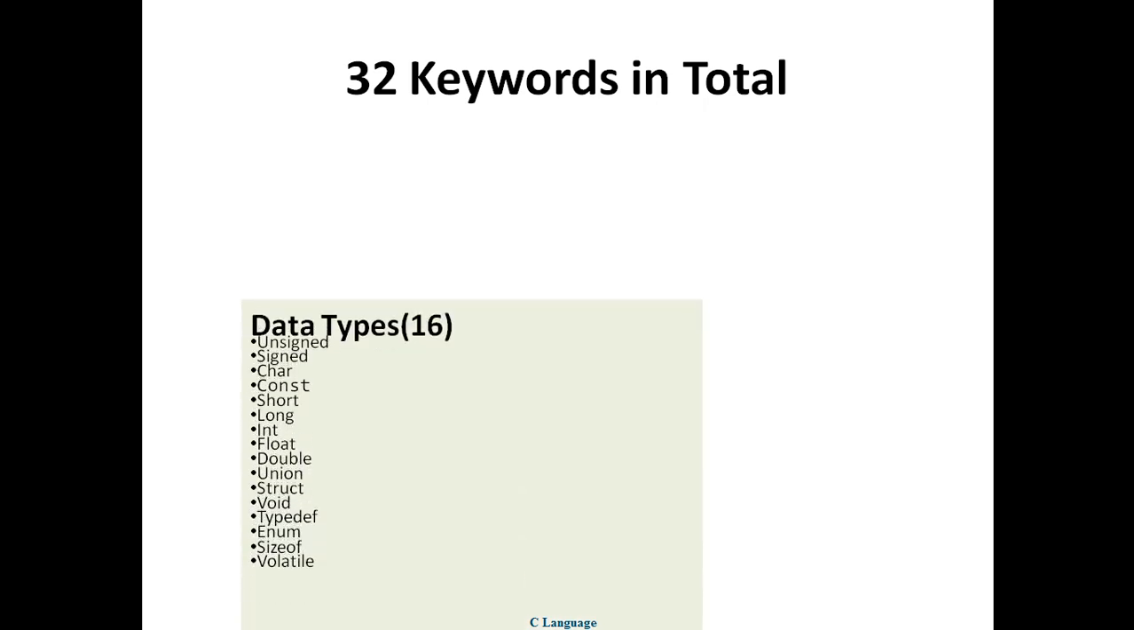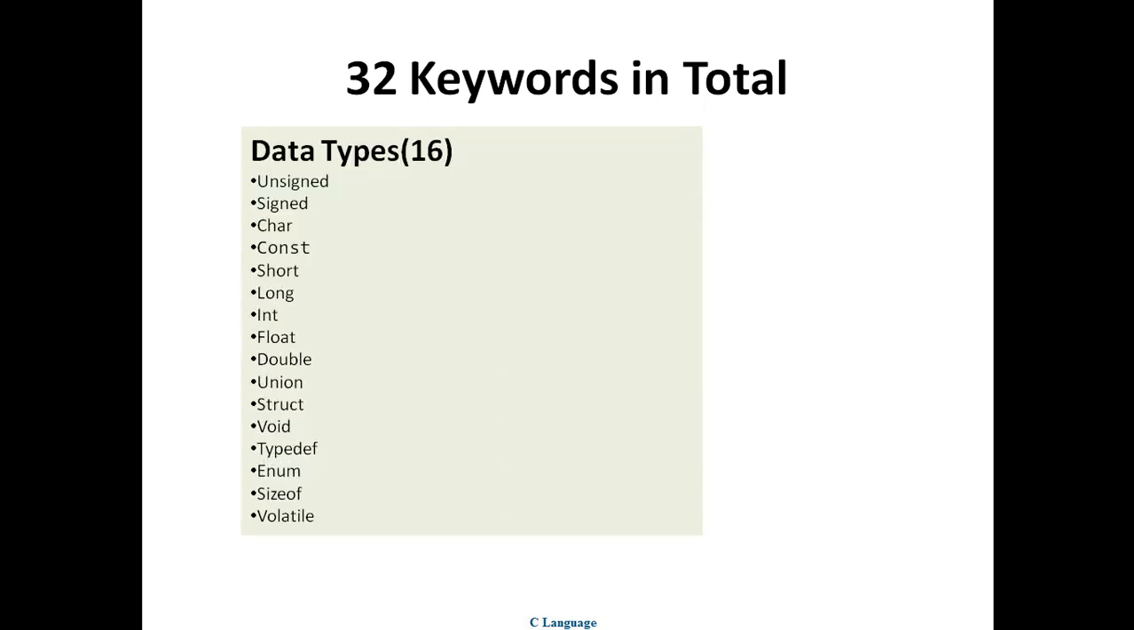There are 32 keywords in total, as I said, out of which we have 16 data types. So simply remember 16 data types. You can see all these come under data types: unsigned, signed, char, const, short, long, int, float, double, union, struct, void, typedef, enum, sizeof, volatile. These can be used in combination. Sizeof, we say it is an operator as well.